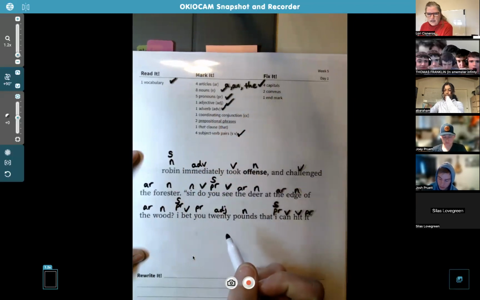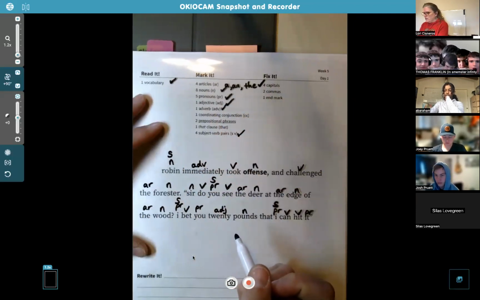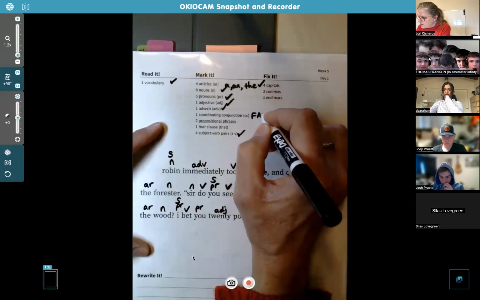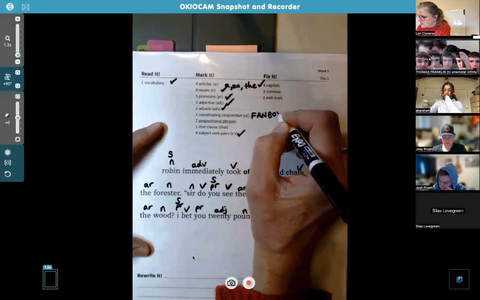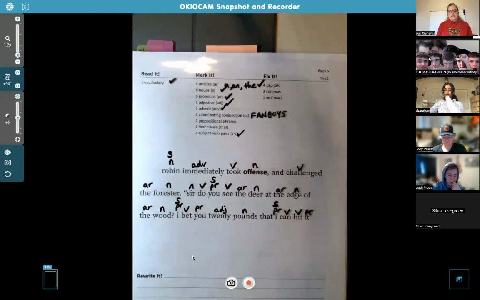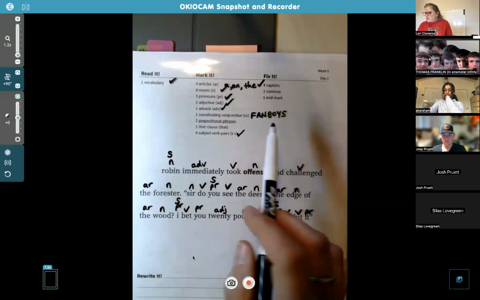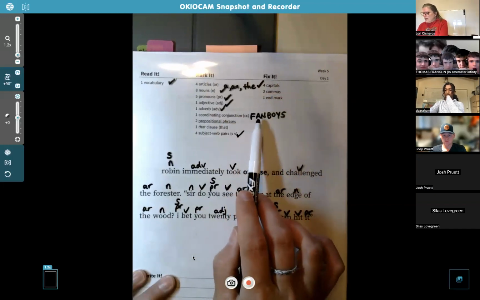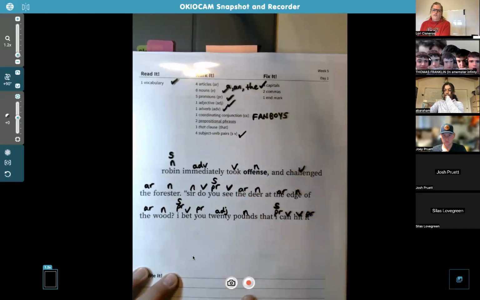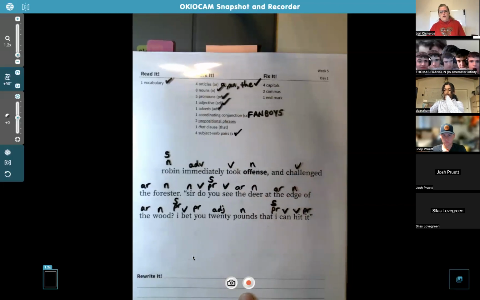And then coordinating conjunction. And I think we talked about this a couple weeks ago. Go ahead and write this acronym right here, fanboys. Remember when we talked about fanboys? Fanboys, each one stands for a word that connects the sentence. So these stand for for, and, nor, but, or, yet, so. Each word in fanboys stands for a coordinating conjunction.